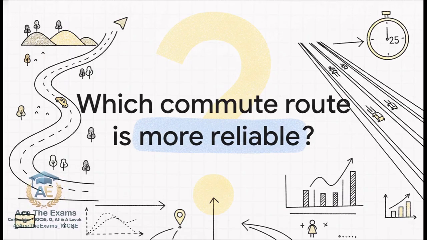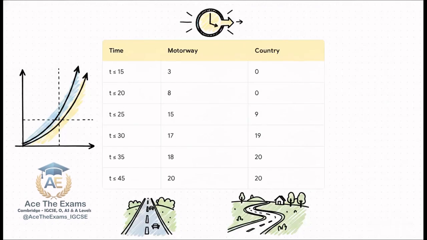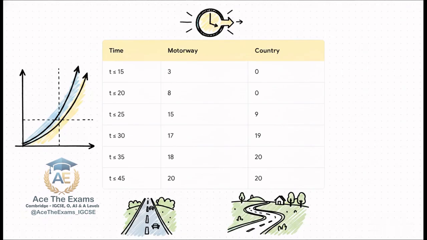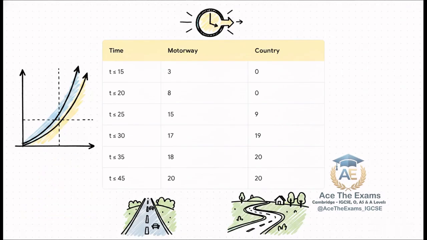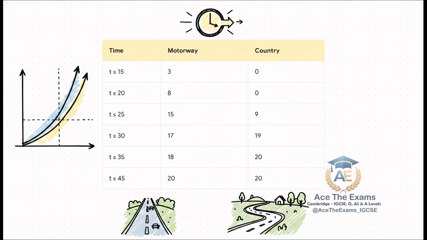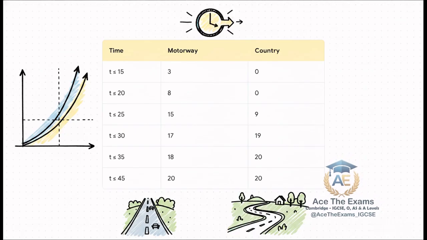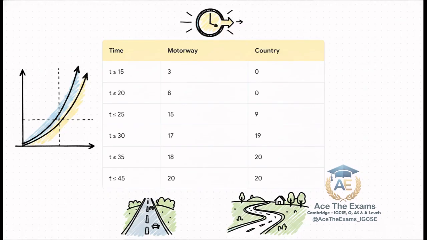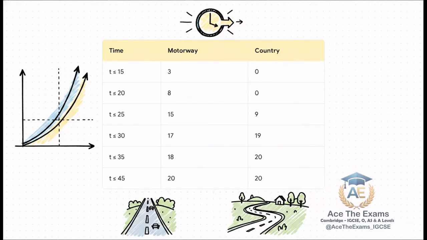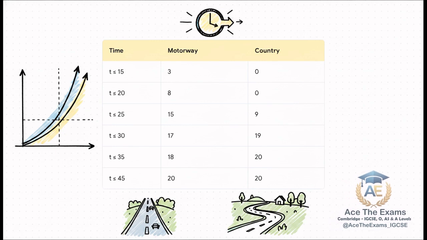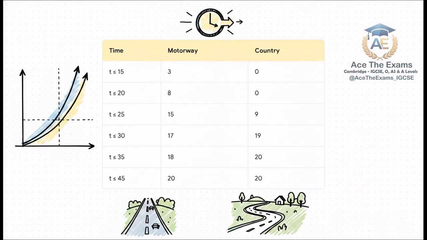But math actually takes the guesswork completely out of it. By constructing a cumulative frequency table from her 20 days of driving, we can plot curves for both routes to find their exact median times. The cumulative frequency basically just keeps a running total. So by the 25-minute mark, she has made it to work 15 times via the motorway, but only 9 times via the country roads. By plotting this running total on a graph, we create an S-shaped curve that visually reveals exactly where the middle, or median, travel time sits for both of those options.